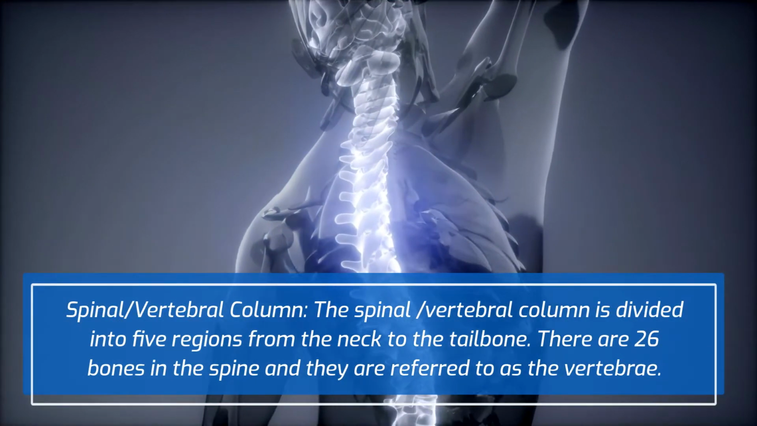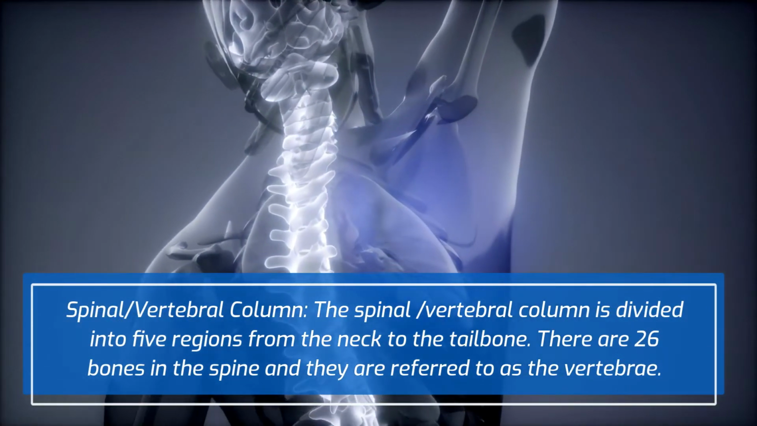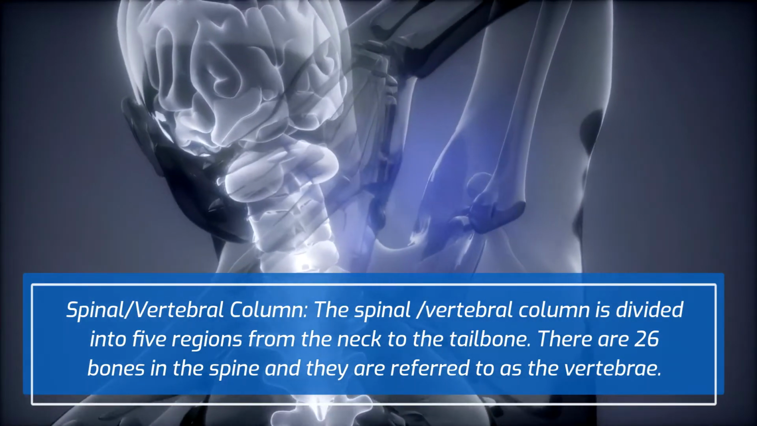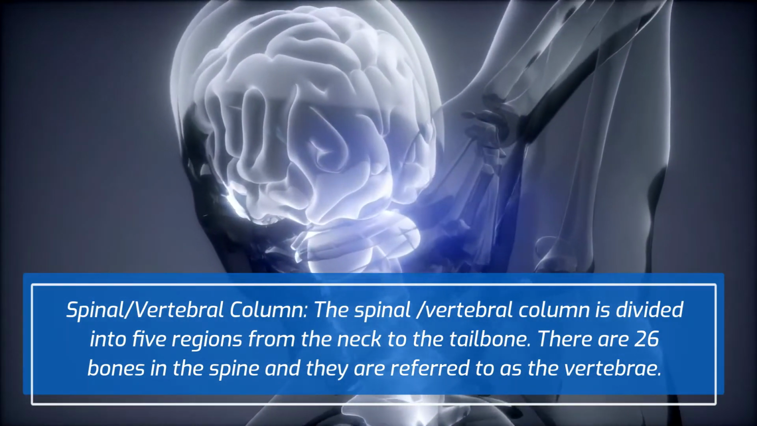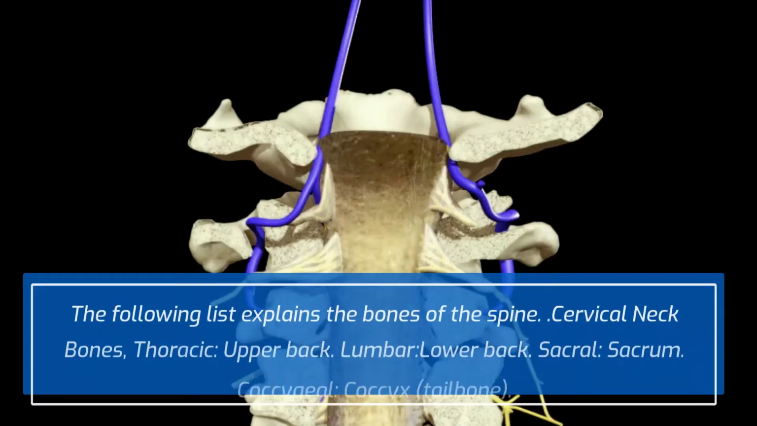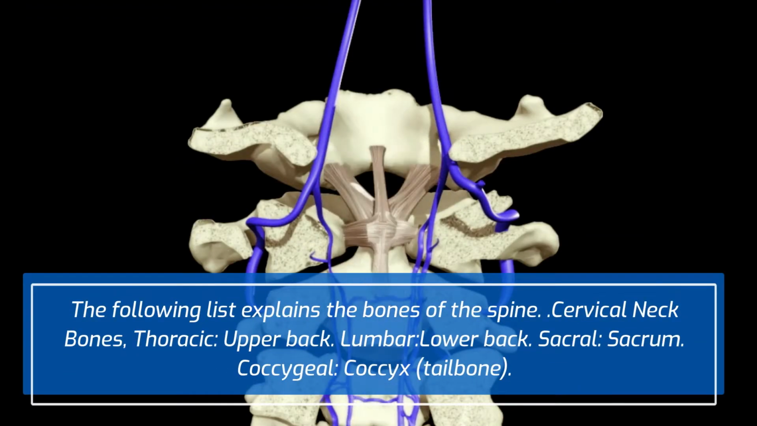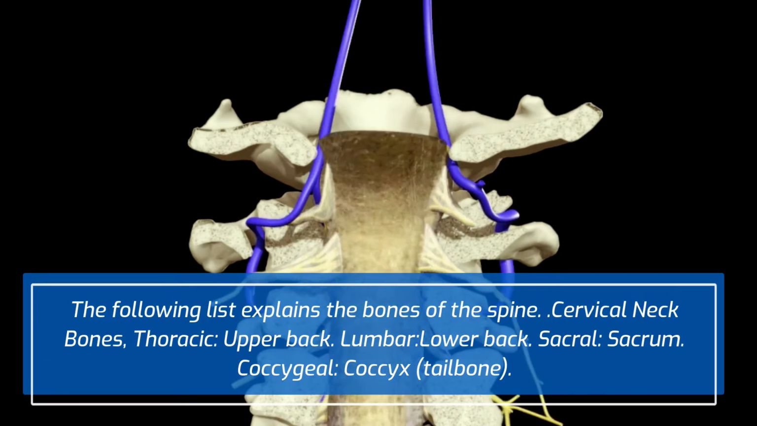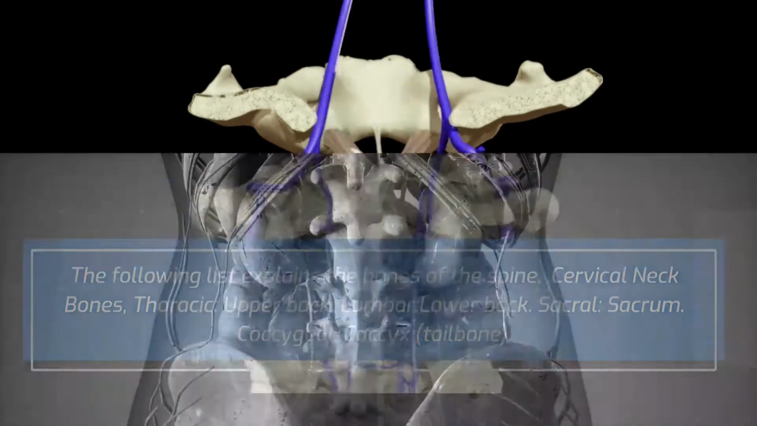Spinal/vertebral column. The spinal/vertebral column is divided into 5 regions from the neck to the tailbone. There are 26 bones in the spine and they are referred to as the vertebrae. The following list explains the bones of the spine. Cervical, neck bones; thoracic, upper back; lumbar, lower back; sacral, sacrum; coccygeal, coccyx, tailbone.